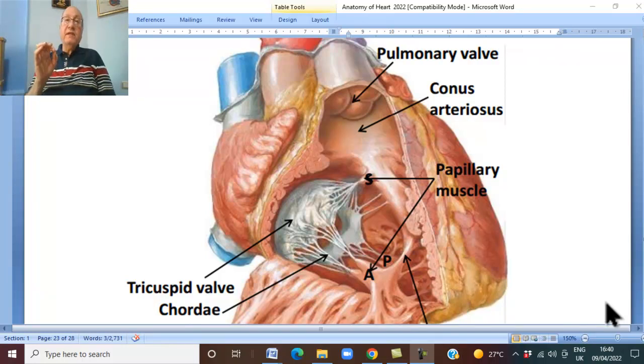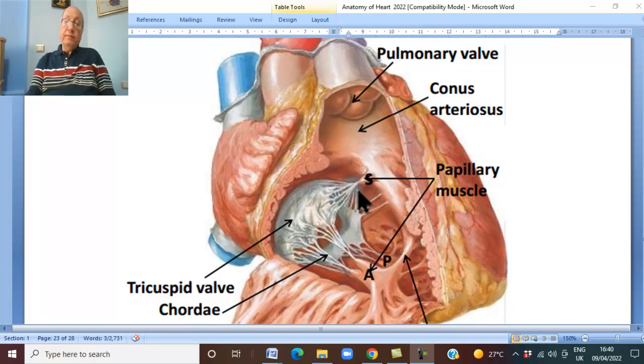Anatomy of orifices and valves of the ventricles. First of all, we'll discuss orifices and valves of the right ventricle.